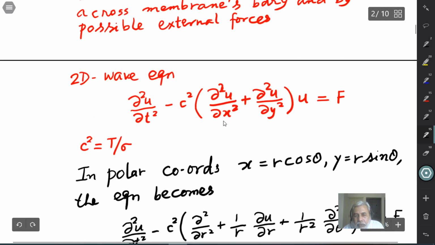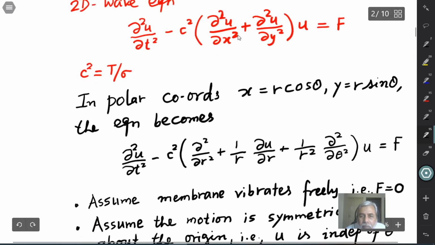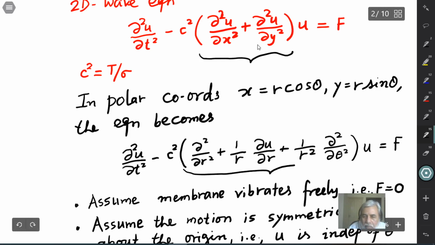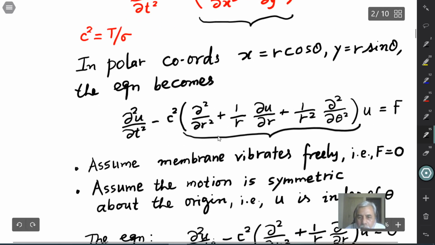And in polar coordinates, if we use x equal to r cos theta and y equal to r sin theta, this equation becomes, I'm just writing this Laplacian in rectangular coordinates, and that becomes, let me again remind you, this change of coordinates from rectangular to polar coordinates is singular at r equal to 0. So while seeking solutions in polar coordinates, one should consider only those solutions which are bounded as r tends to 0.